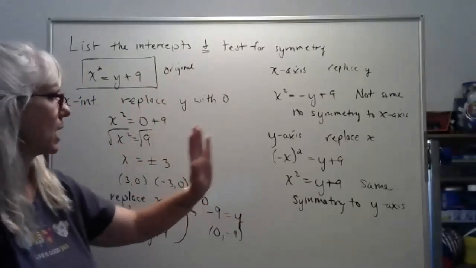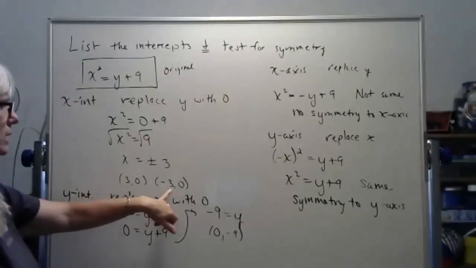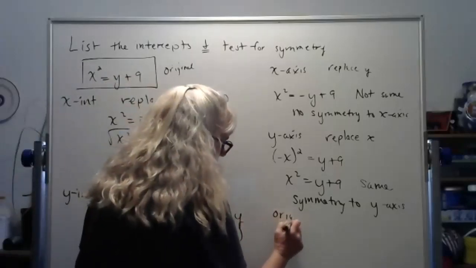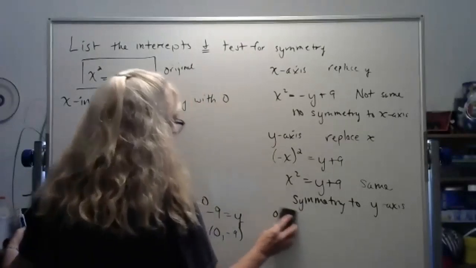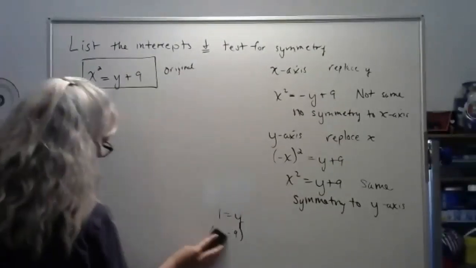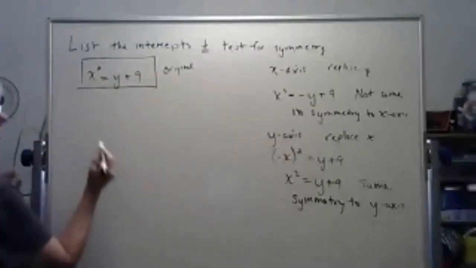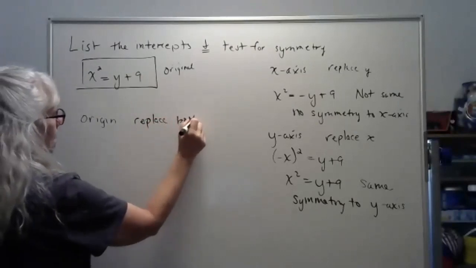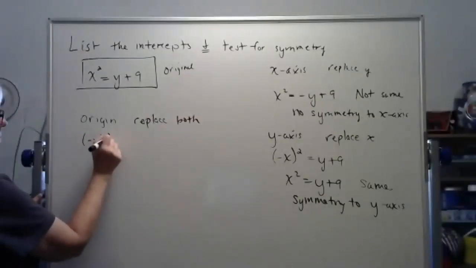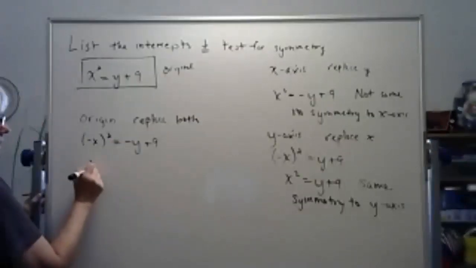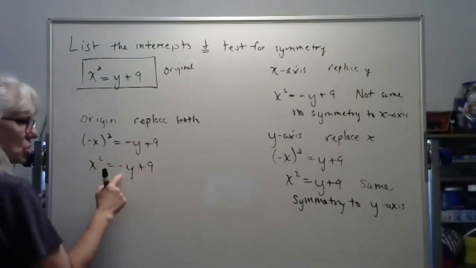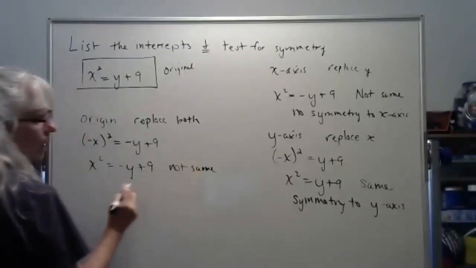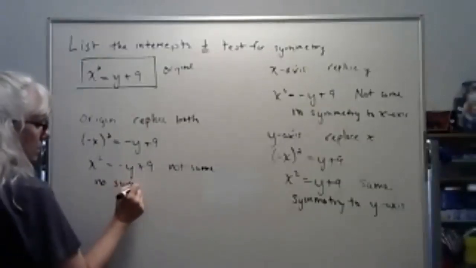So this thing would fold left to right. And we kind of saw that because we could plug both positive 3 and negative 3 in and get the same y values. And then for the origin, you replace both. I'm going to erase and write over here. So we already know that we can plug in a negative x and a negative y. On the left side, the negative x just becomes x squared, but the sign on the right side is changing. Because we have a negative y instead of the positive y, it's not the same. And that means no symmetry to the origin. It would not fold across the origin.